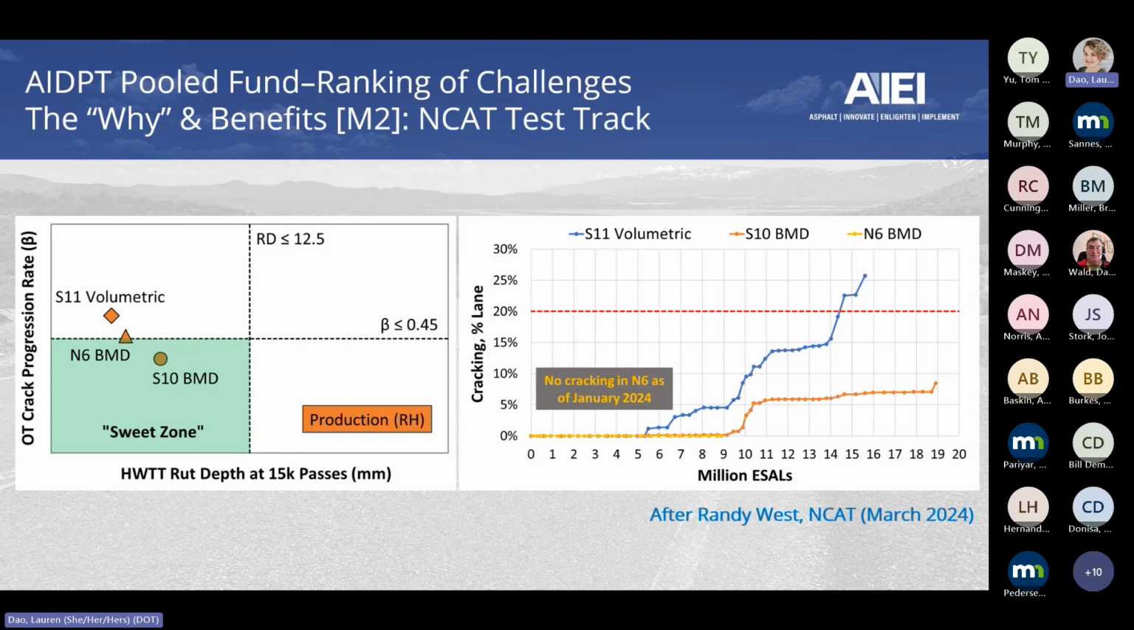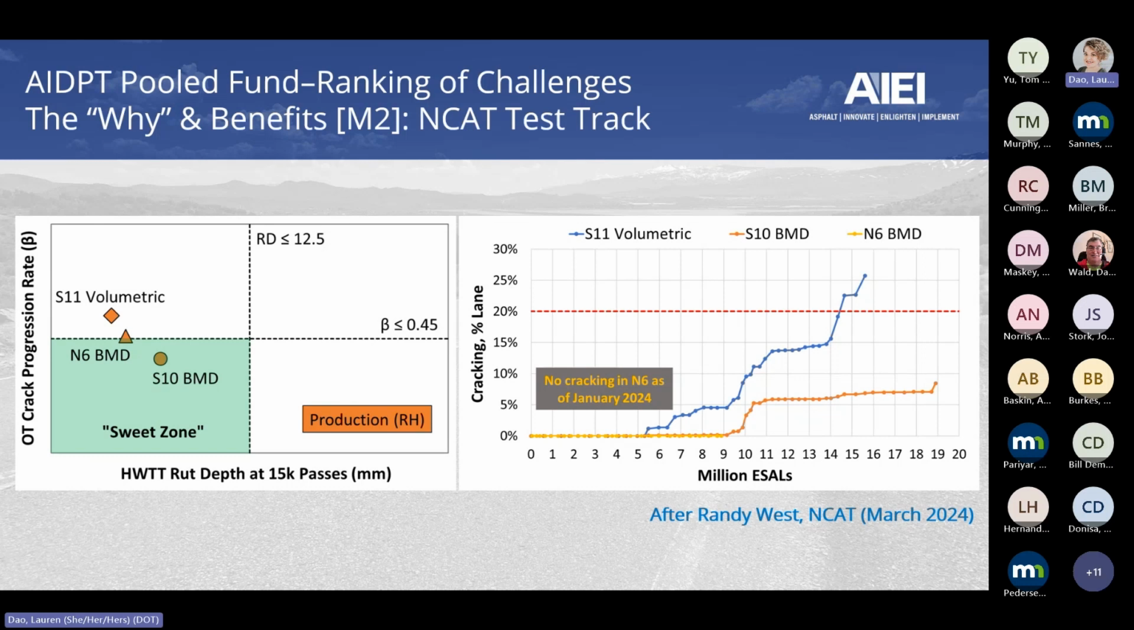The blue is the volumetric, which basically starts cracking about 5 million needles. And then the dark orange is basically your 2018 balance mix design with the high binder count, 5.5%. The light orange or the yellow still hasn't cracked because remember, this is not as old as the other one. It was built in 2020, right? So it still hasn't cracked at a 5.3% binder count.